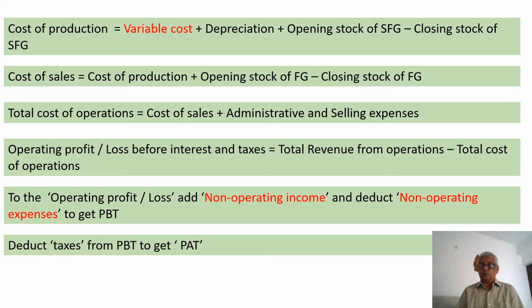Now, having understood the cost of production and the cost of sales, let us understand what is meant by total cost of operations. That is, what is my total expense incurred for the main activity. Total cost of operations is equal to cost of sales plus administrative and selling expenses. Now we have to find out the operating profit or loss before interest and taxes, and the operating profit or loss after interest. Operating profit or loss before interest and taxes is equal to total revenue from operations minus total cost of operations.